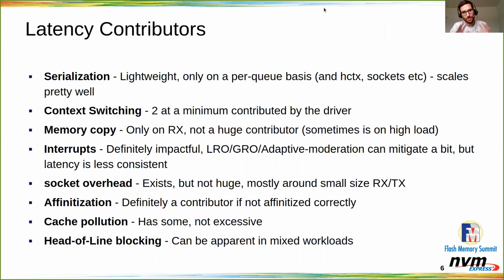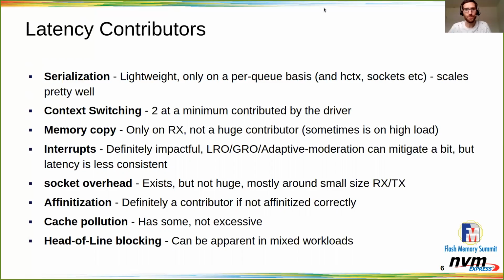So if we look at the latency contributions, we have a number of those that could creep in. First is serialization, but in NVMe TCP, it's pretty lightweight. It's on a per queue basis, so it scales fairly well. Context switching, so we have two at a minimum contributed by the driver itself. Memory copy: usually in TX, we are able to do zero copy as a kernel level driver. On RX, however, we do memory copy. It's not a huge factor, but at very, very high load, it can contribute additional latency.